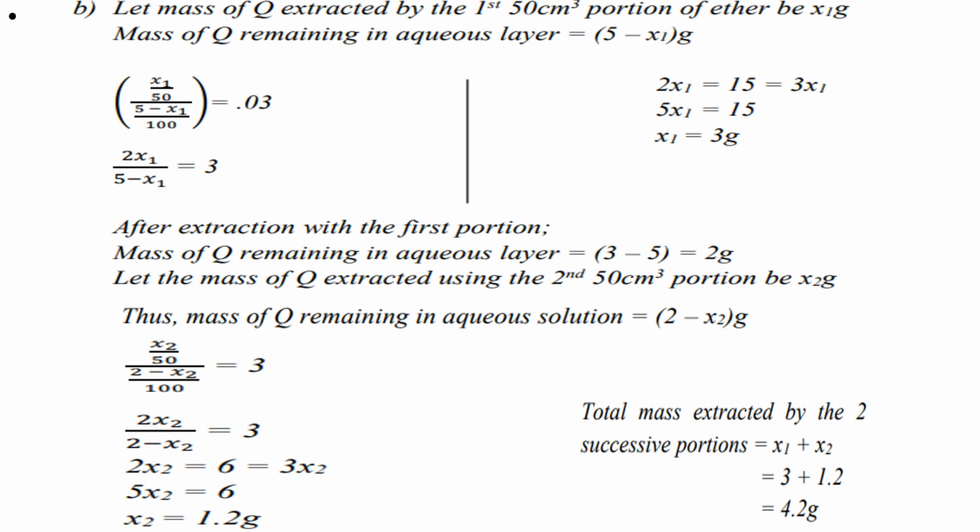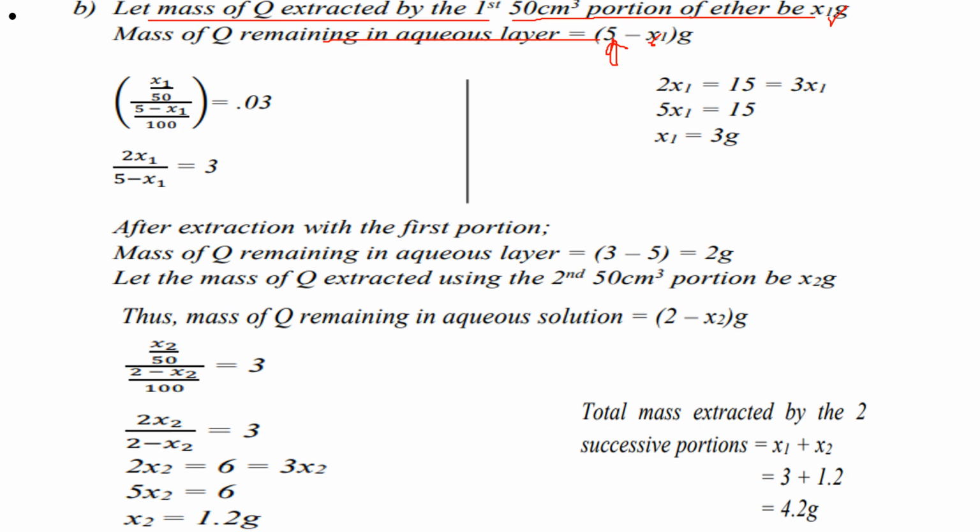So that's why we are saying part B, and we are saying that let the mass of Cu that is being extracted in the first portion of the 50 centimeters cubed be x1. Now what will remain in the aqueous solution if you have extracted x1? So that means that our aqueous layer is going to remain with the mass of, you get the initial mass, which is 5, and then you subtract that one that has been extracted. So the remaining mass in the aqueous layer will be 5 minus x1. Now we will go back to the formula. Molar concentration in ether divided by molar concentration in water is equal to Kd, our partition coefficient, which is 0.3.